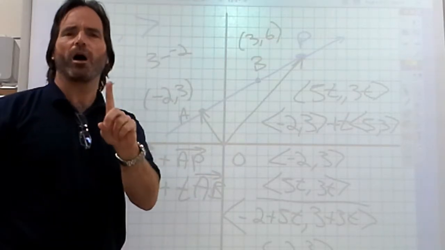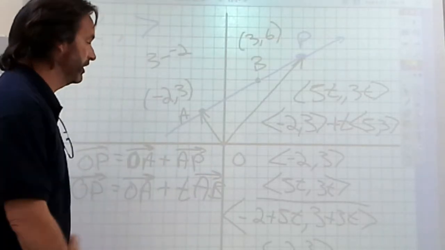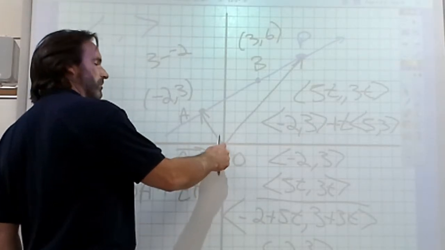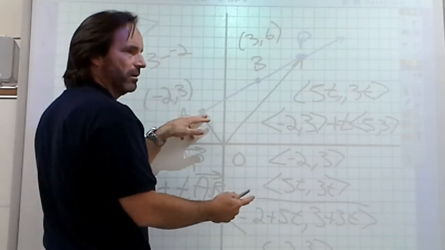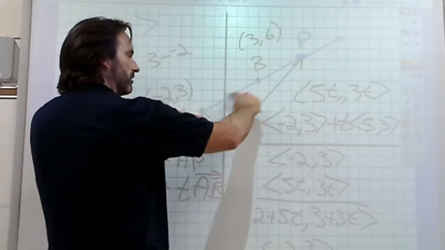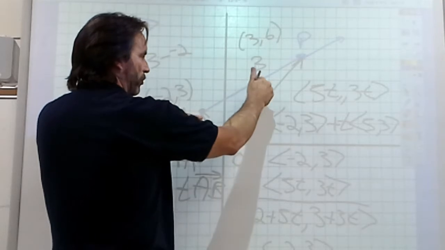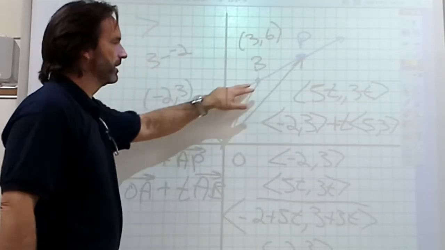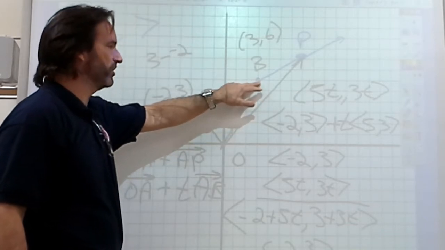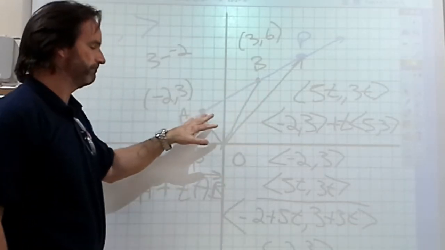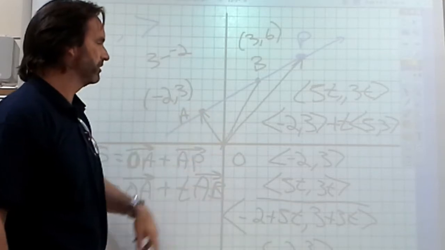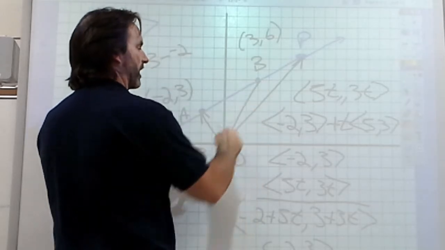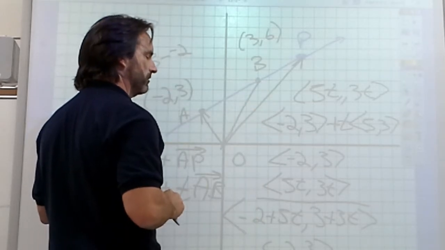What if t is 1? So I'm getting OA plus 1 times AB. So I go this far. So my resultant vector would be this right here. And that checks with what? That'll get me to, okay? And the 1 AB should get me what? Over 3 up 6. Okay?